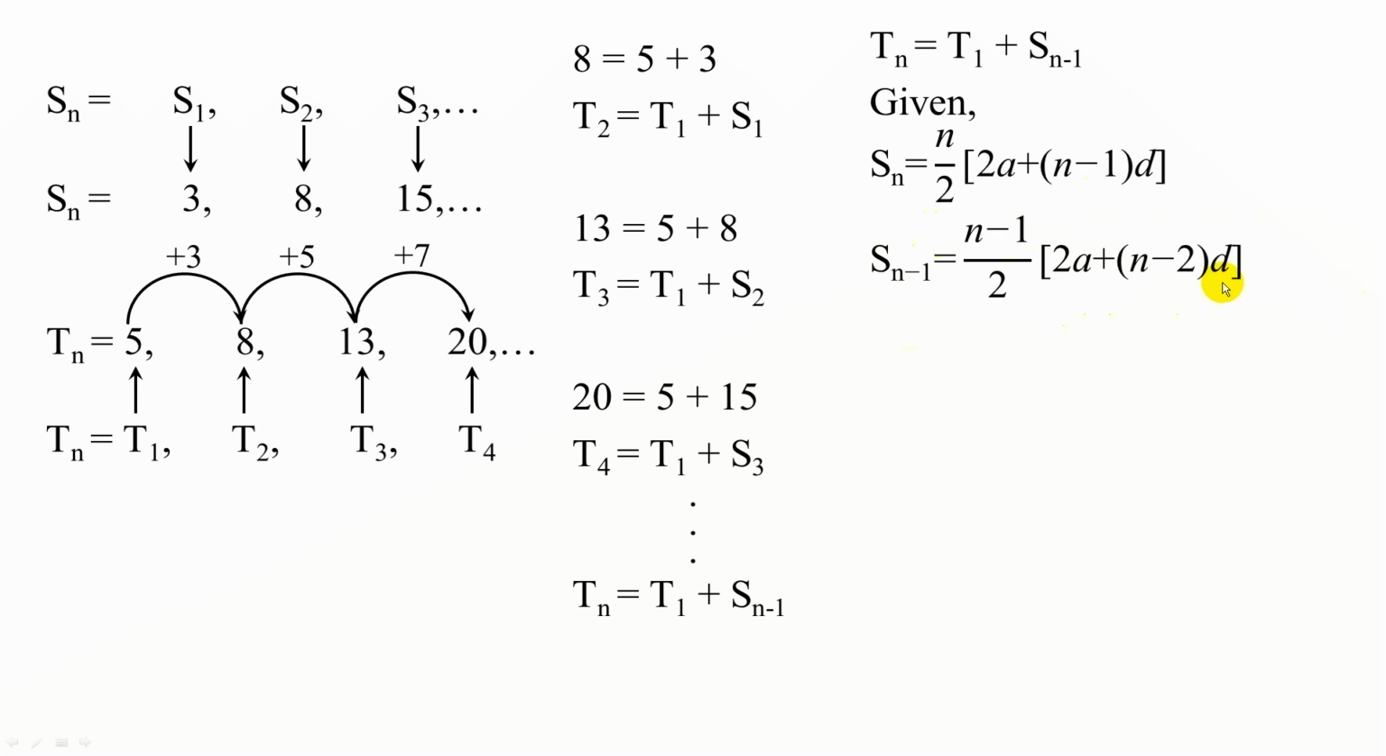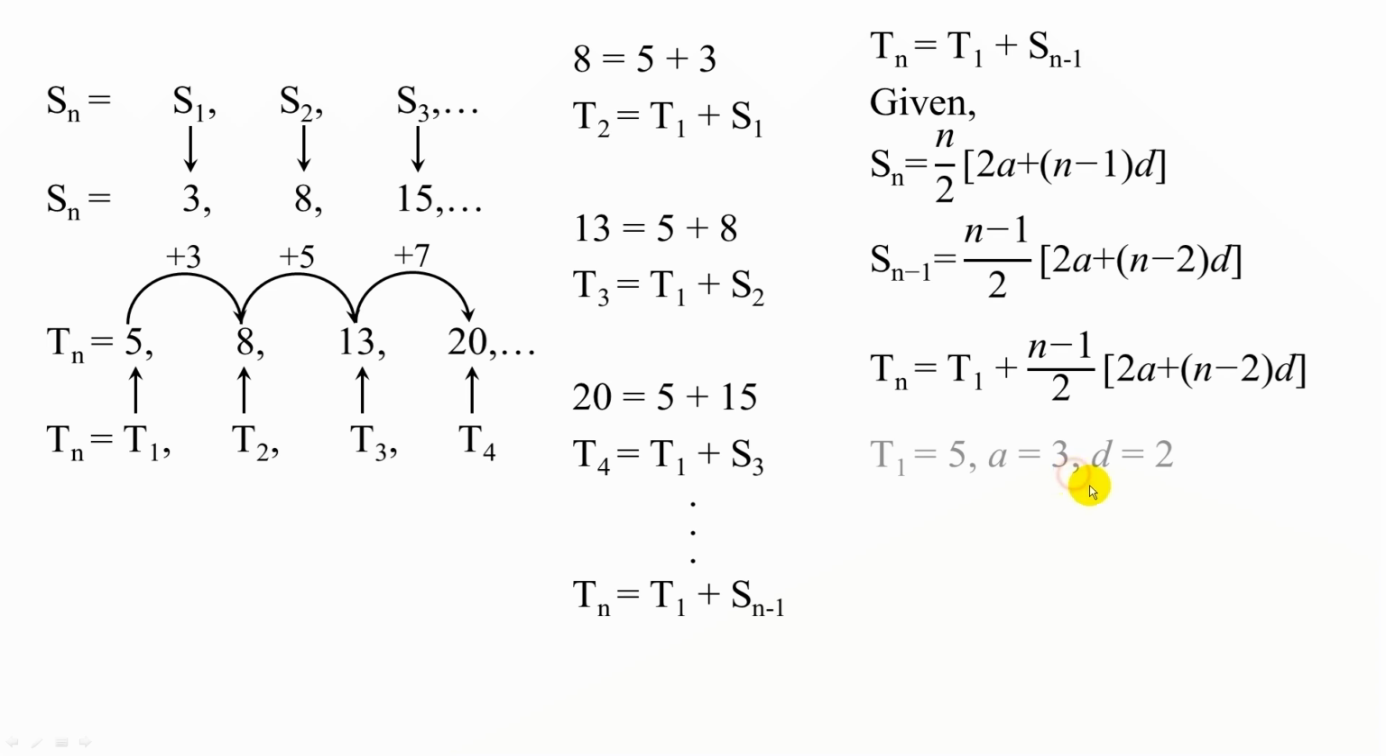So after you know this formula, do you know this T1? Yes, you always know T1. T1 is 5. We don't change the T1, always 5. So now we try to derive it. We put Tn equal to T1 plus Sn minus 1, right? So this Sn minus 1 is replaced by this expression here. And you know T1 is 5, A is 3, as I mentioned just now. A is 3, D is 2, right? And you substitute these values into this equation.